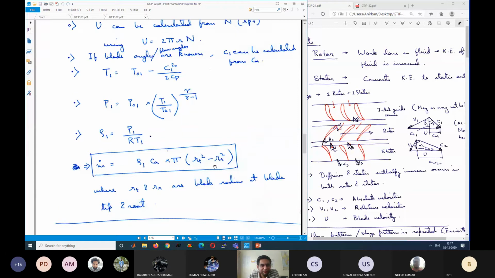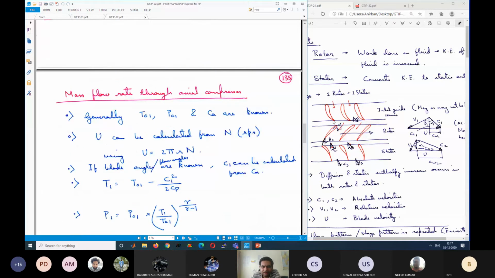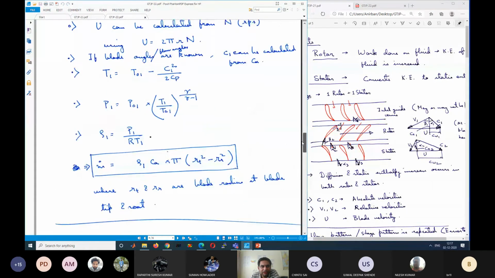Means something may be known, something may not be known, but this relation holds true. T1 and T01 are related like this, P1 and P01 are related like this. Rho 1 has to be calculated like this in case it is unknown, and mass flow rate, density and area are related like this. Okay, so I will take a break here, and we will continue this discussion after the break.